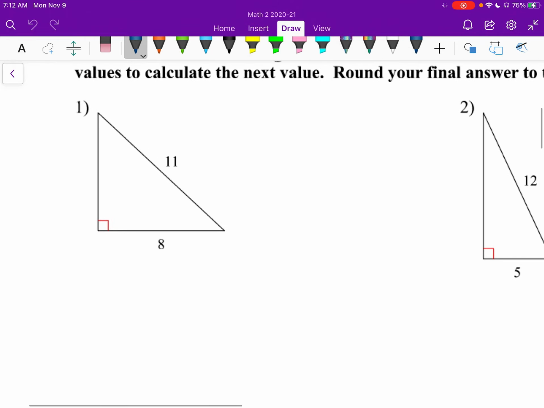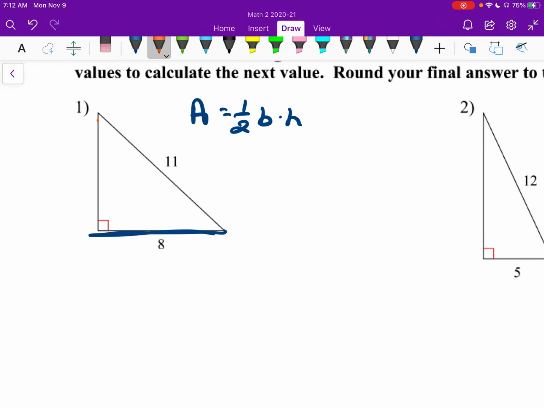Number 1. So we're supposed to find the area. Area is 1/2 base times height. Here's your base, and here's the height. So the thing is, we don't have the height in this one. We're going to have to use the Pythagorean theorem to find it. We cannot use special right triangles here because we don't know these angles. If you don't know the angles, you have to just use the plain old Pythagorean theorem.